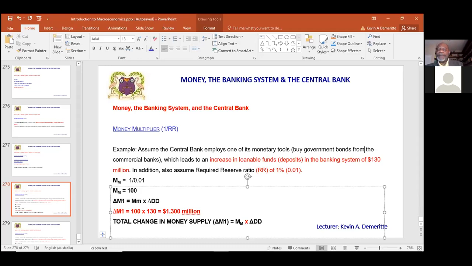So as soon as the central bank employs one of its monetary tools to buy government bonds from commercial banks, this leads to an increase in loanable funds or deposits in the banking system. Right? All this means this is money sitting in the commercial banks' bank accounts with the central bank, $130 million. Now, if we assume, that should be 10%.